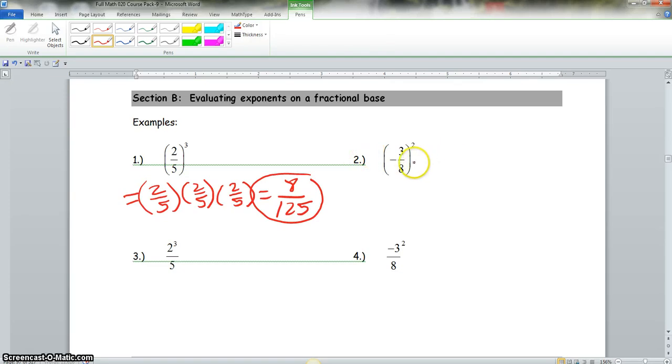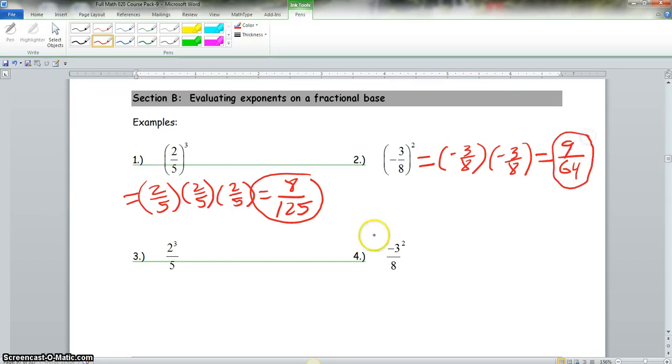Now we have number 2. Same thing, we cannot simplify anything here. So we will write this as a negative 3/8 times a negative 3/8. A negative times a negative, we know is positive. 3 times 3 is 9, and 8 times 8 is 64. So it's 9 over 64.